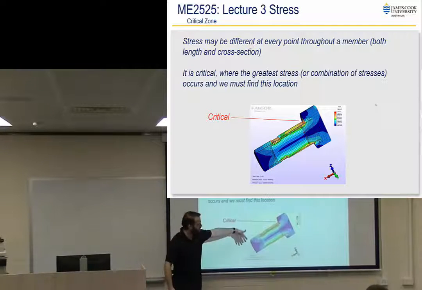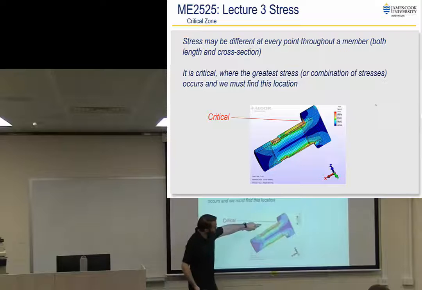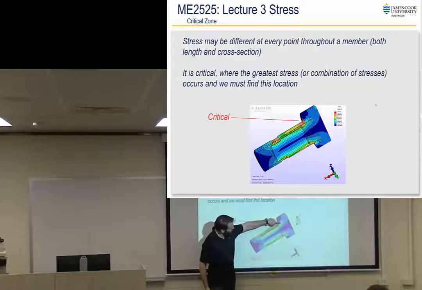Then you use something like this, a contour plot, where red means high, blue means low, and you can visually see where the critical area is. From this, we can see that this is critical here at the corner.